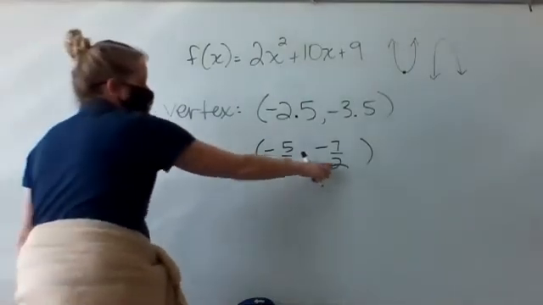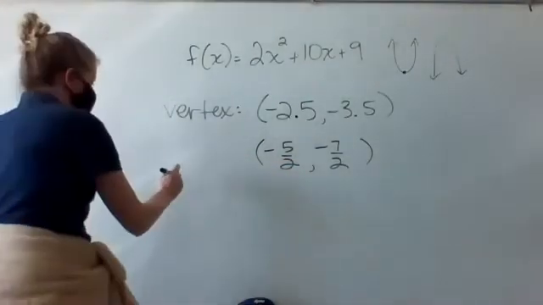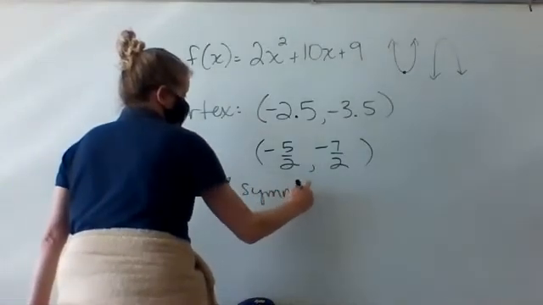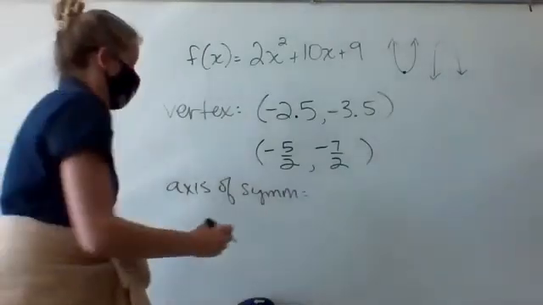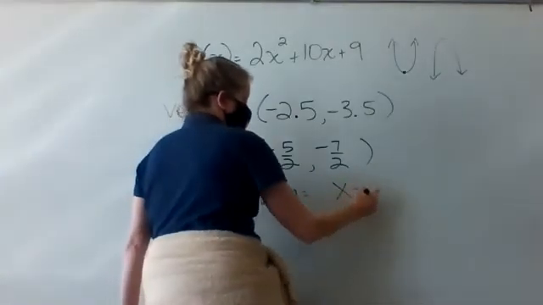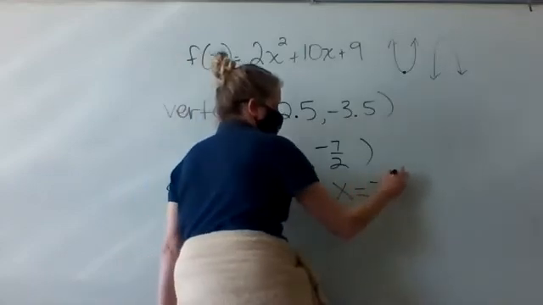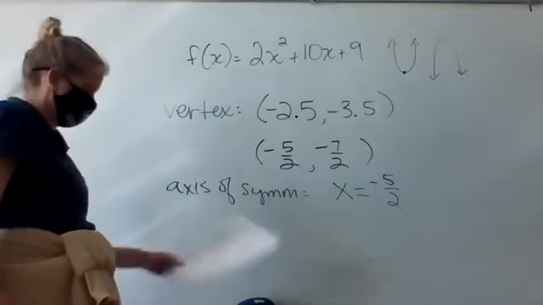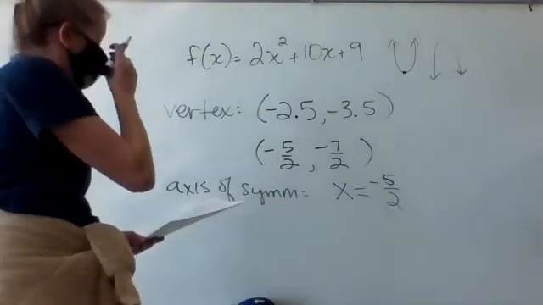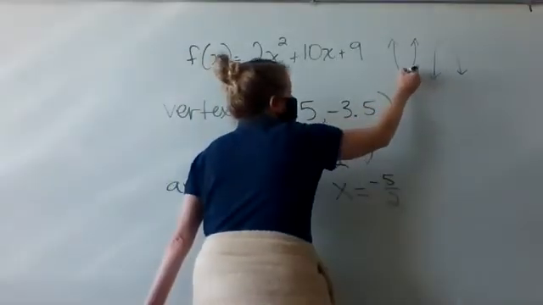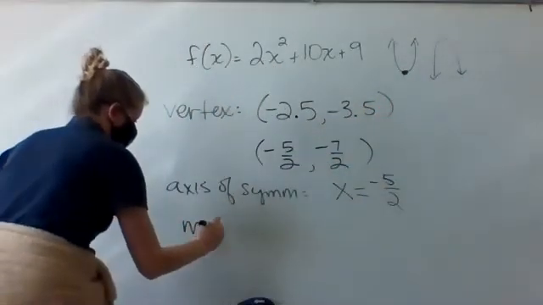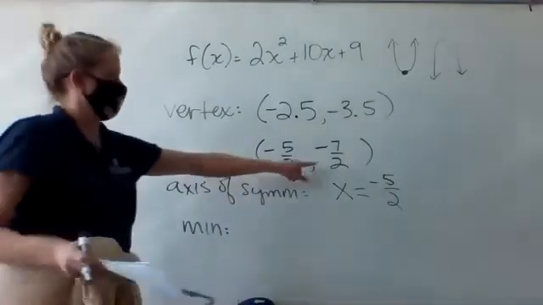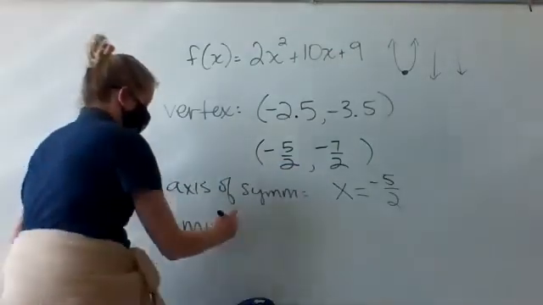And then use this for the rest of the questions, because then it's going to ask you, okay, where is its axis of symmetry? And remember, it's going to say, type in the equation of the line. What's the equation going to be? X equals whatever the x of your vertex was. Then this one's going to ask you, does it have a minimum or a maximum? This one has a minimum. And what is its minimum value? Negative 7/2.